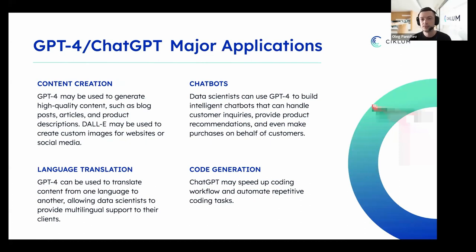OpenAI states the following major applications. First of all, it's content creation. Their GPT-4 is really good for that, especially if you know how to use it. You have to spend some time to learn how to send proper prompts so as not to get very general responses from it.